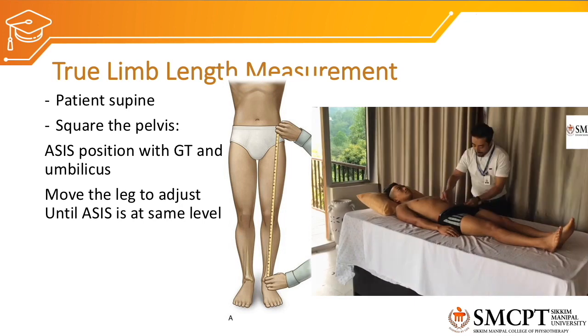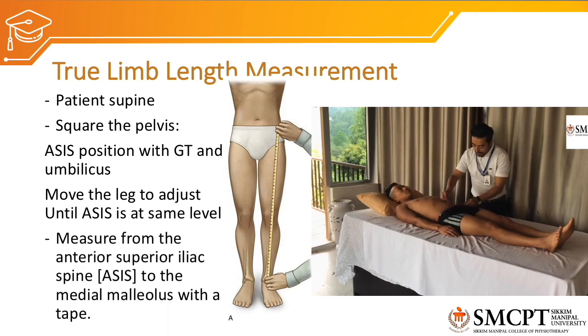We can visualize the video demonstration of how squaring of the pelvis is done and also the measurement using true limb length measurement. For true limb length measurement, we have to measure from the anterior superior iliac spine to the medial malleolus using an inch tape or soft metric tape.